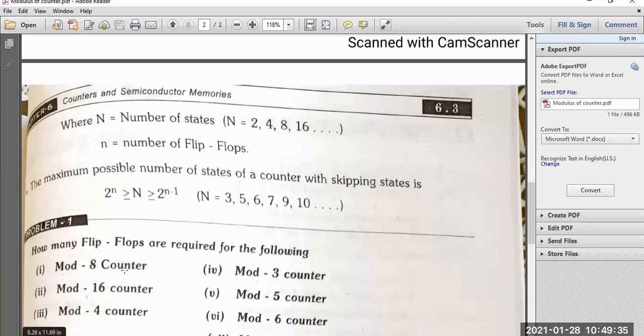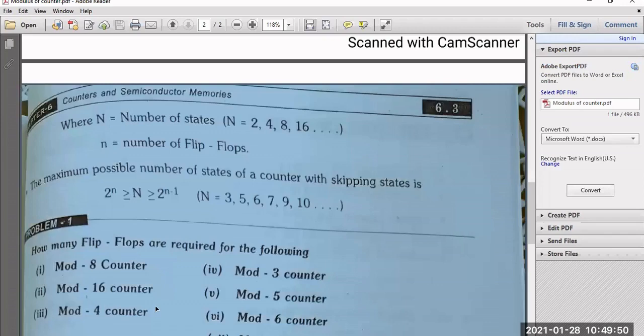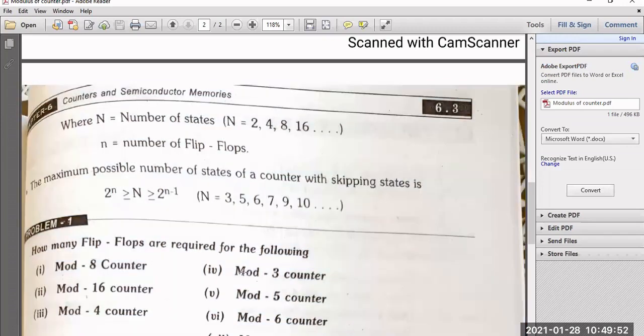Mod 8 needs 3 flip flops because it is 2 power 3, so 3 flip flops are required. And mod 16, how many flip flops? 4. Very good. Next, mod 4 counter, 2, sir. 2 flip flops. This you can easily calculate. But mod 3 counter, 3, sir.